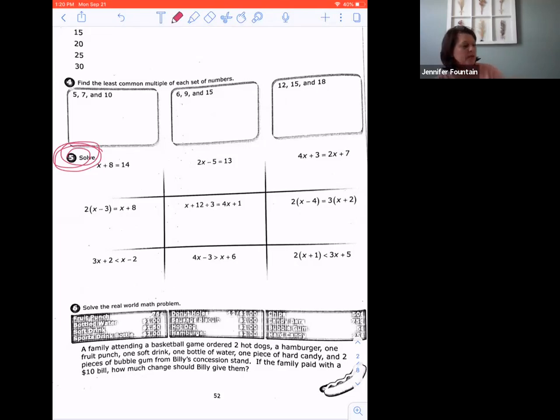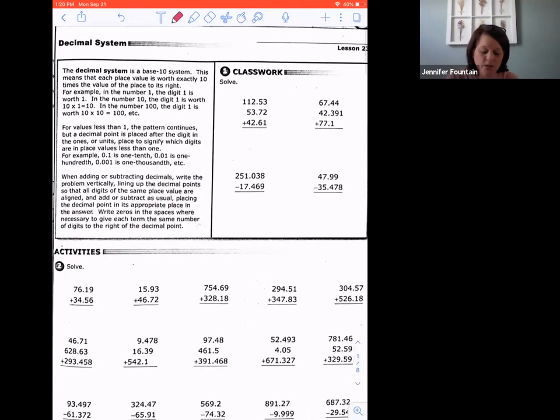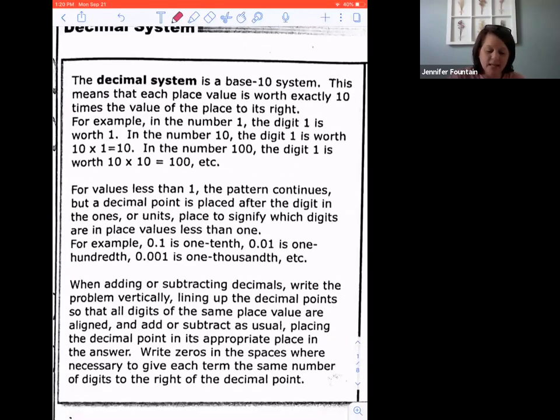So let's look back at page 51. We are getting ready to start a unit on dealing with decimals. It says here, the decimal system is a base 10 system. This means that each place value is worth exactly 10 times the value of the place to its right.